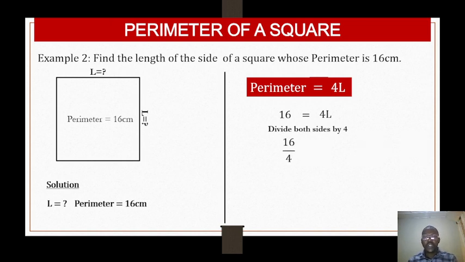We have 16 over 4, which is equal to 4L over 4. The 4s cancel each other, because 4 goes into 4 just one time. And now we have our length equal to 16 divided by 4, which is 4 centimeters. That is the answer to this particular question.